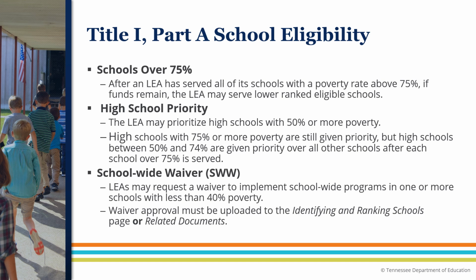Remember, any school, regardless if you intend to serve it or not, that becomes 75% or more must be served first. LEAs do have the ability to prioritize their high schools that are 50% or more as the second rank order. And if you have a school that drops below 40%, you can do a school-wide waiver with that.